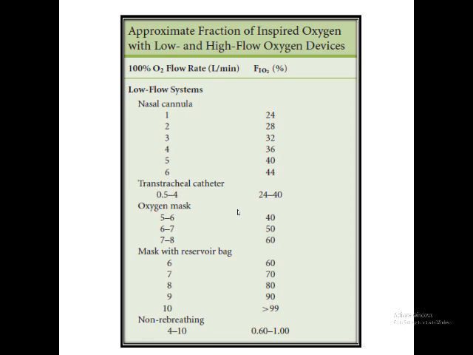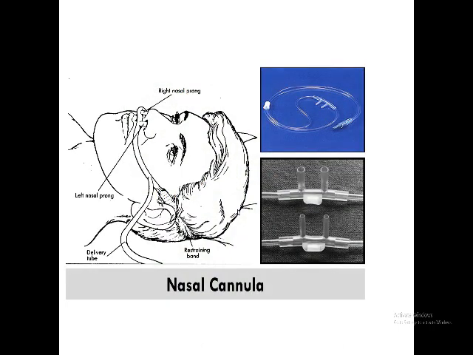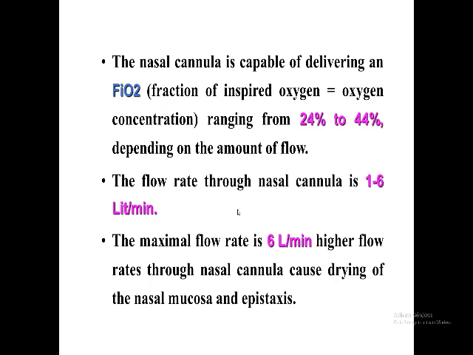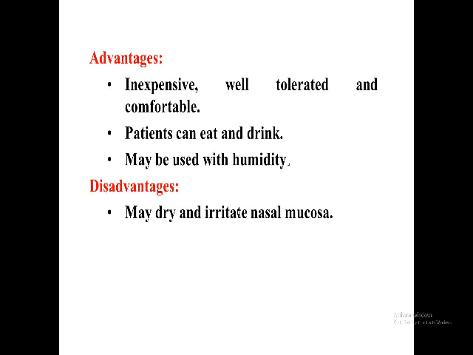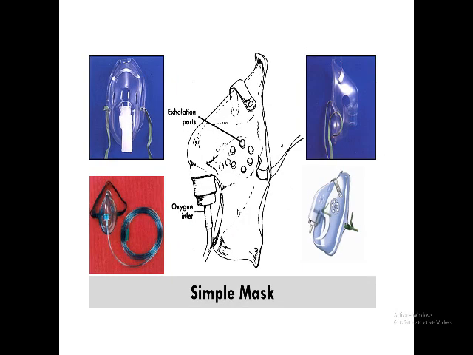So mask with reservoir bag and non-rebreathing are high flow, while nasal cannula and oxygen mask are low flow. This is the nasal cannula. The nasal cannula can deliver from 24% to 45%, and I adjust the flow from 1 to 6. The maximum flow rate is 6. Advantage, it is inexpensive and well tolerated because the patient can speak, eat, and drink, and it is mostly humidified. Disadvantage, it may cause nasal irritation or irritation of the nasal mucosa.